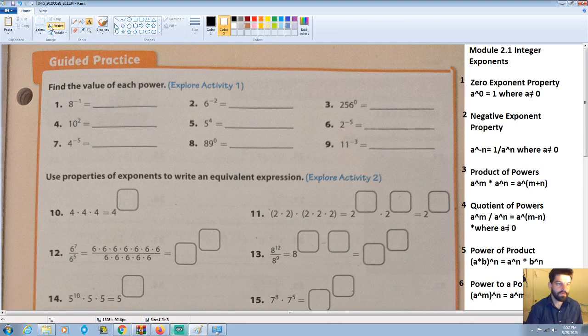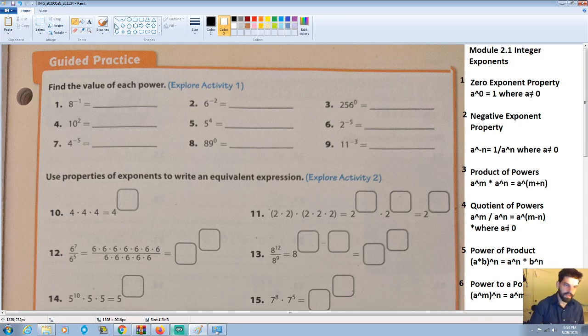So in this video we're going to be continuing with Module 2 today. So we're going to be looking at Module 2.1 on integer exponents. This section really highlights and focuses on the laws and properties that exponents have and how we can use those laws and properties to simplify expressions and terms that involve exponents.